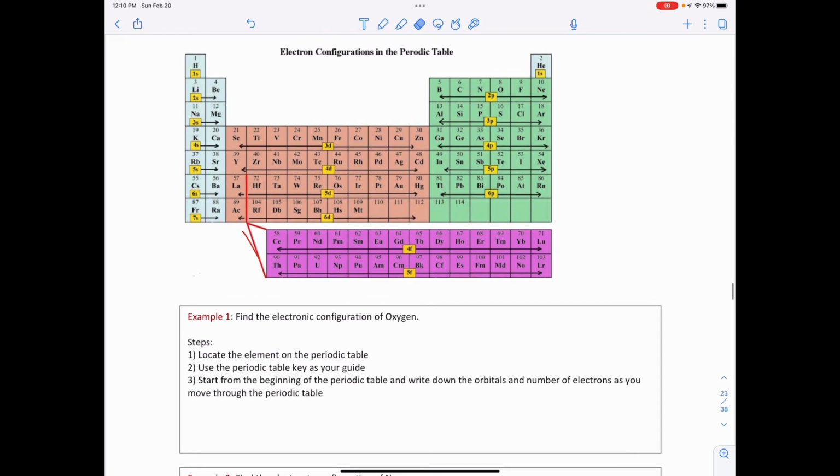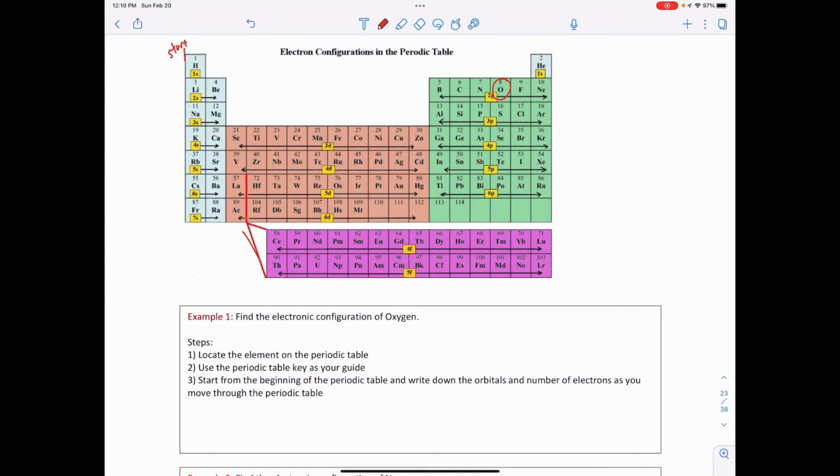Find the electronic configuration of oxygen. First, we're going to find where oxygen is. Oxygen is right here. Use the periodic table key as your guide. We're going to start at the beginning of the periodic table and write down the orbitals and the number of electrons as we move through the periodic table. So we're going to start here.